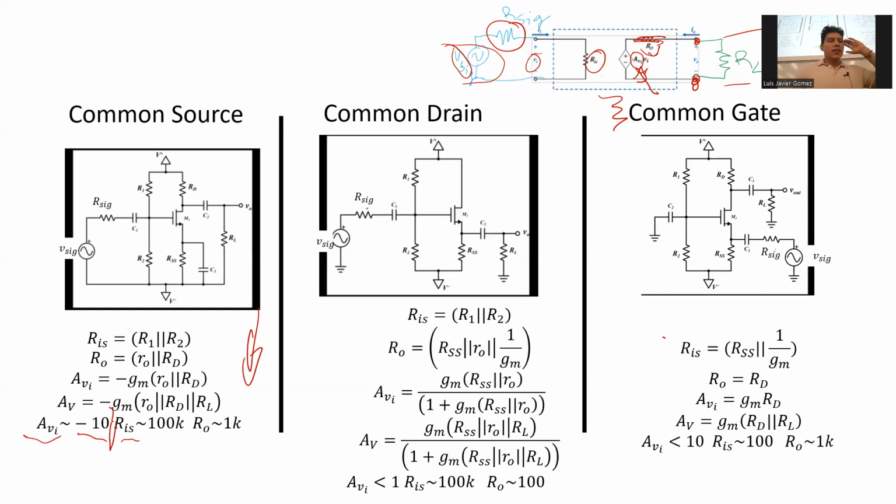So for this part of topology, we're generally going to have AVI be roughly 10. RIS is going to be also big, 100K. But then Rout is in the order of 1K. So basically, if we put a load that's like 50 or 100, we're not going to get very high gain because most of the voltage will drop across the R output. So this kind of limits the lower resistance that we could put through the common source amplifier.